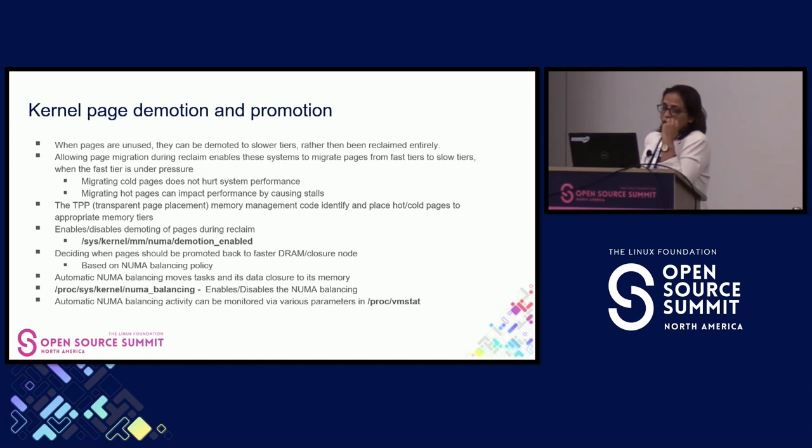And basically, page migration during the reclamation process allows the system to migrate pages from the fast tiers to slower tiers when the fast tier is under memory pressure. So instead of freeing them, the pages can be moved to the slower tier, that is the CXL tier. Migrating cold pages onto a slower tier usually does not hurt system performance, but the other way around, migrating hot pages, can hurt system performance.